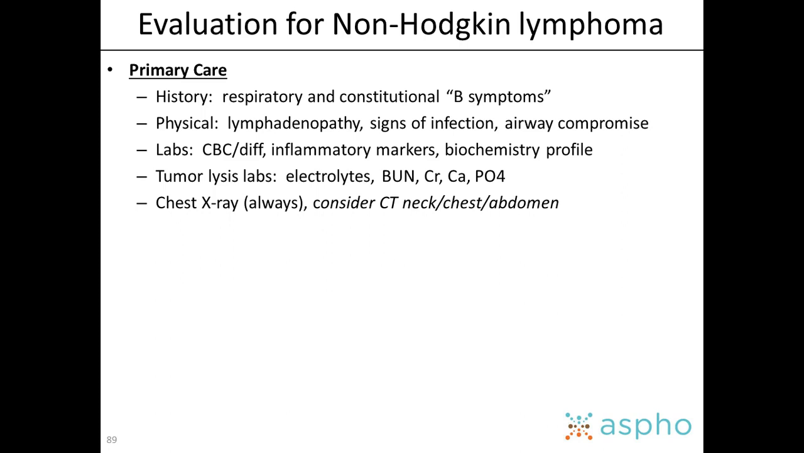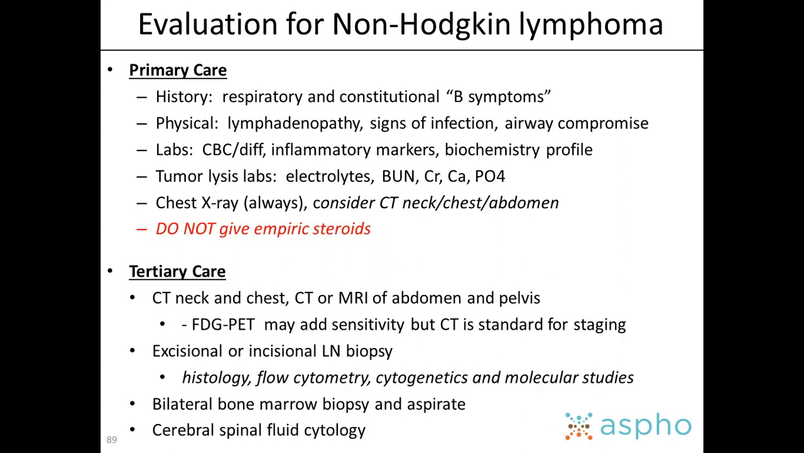Always we do a chest x-ray in the primary care setting, consider a CT. It's okay to do a CT if you have an old enough patient who can lie flat on their back and say, yes, I'm comfortable breathing now. Don't give empiric steroids. And in the tertiary care setting, that's where we could do the CT of the chest and neck, or a CT or MRI of the abdomen and pelvis. We often do a PET CT because that may add some sensitivity, but in general, the CT scan is used for staging. We try to do an excisional or incisional lymph node biopsy.